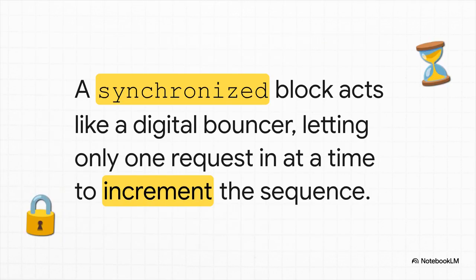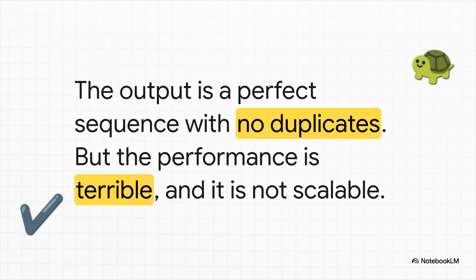In the code, you can enforce this one-at-a-time rule with something called a synchronized block. You can basically think of it as a digital bouncer at a club door. One request gets to go in and grab a number, and everyone else waits outside until it's done. And hey, it works. The output is a perfect, clean sequence, one after the other, no duplicates in sight. But, as the engineer Ian Kent who built this example points out, the performance is just terrible. So, we've solved for uniqueness, but we completely killed our ability to scale. We need a much, much better way.